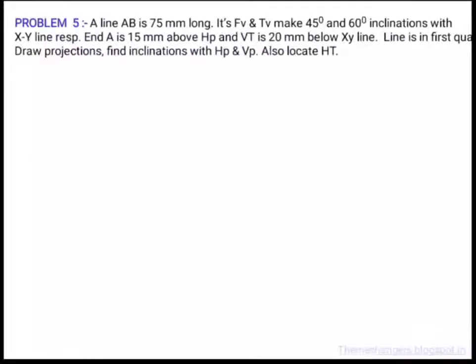Next problem, problem number 5. A line AB is 75 millimeter long. Its front view and top view make 45 degree and 60 degree inclinations with the XY line respectively. A is 15 millimeter above the horizontal plane and the vertical trace is 20 millimeter below the XY line. The line is in the first quadrant. Draw the projections, find inclinations with the horizontal plane and vertical plane, and also locate the horizontal trace.